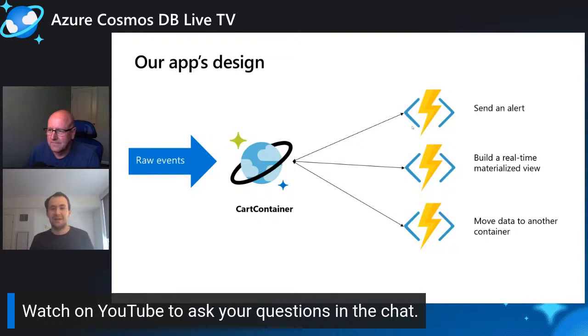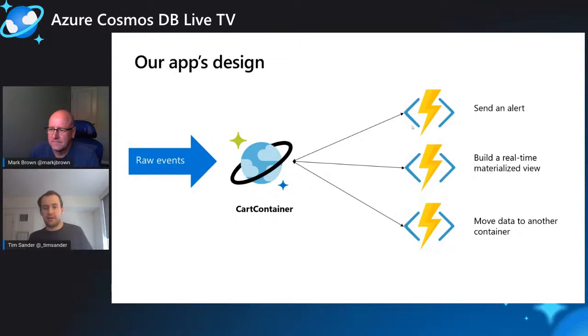We have one that sends an alert. We have one that builds a real-time materialized view, and then another that sends data to another container. And the key theme here is each of these Azure functions is independent from one another, right? They each do one small thing on their own, in other words, like one microservice. They scale independently, and they each have an independent and separate view on the cart container's change feed.